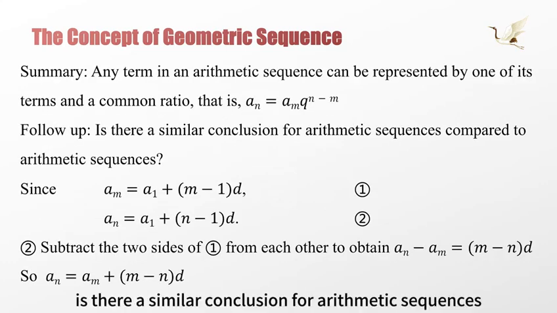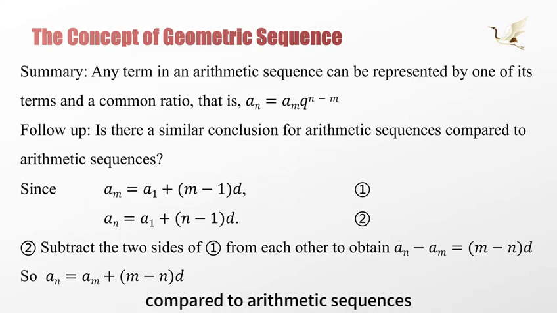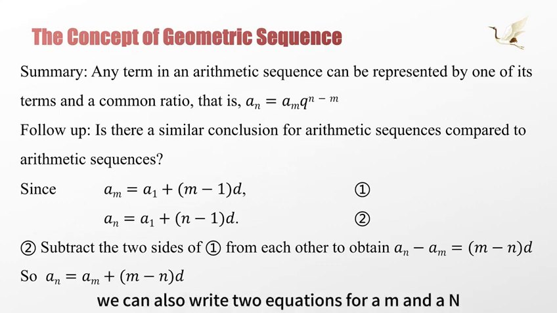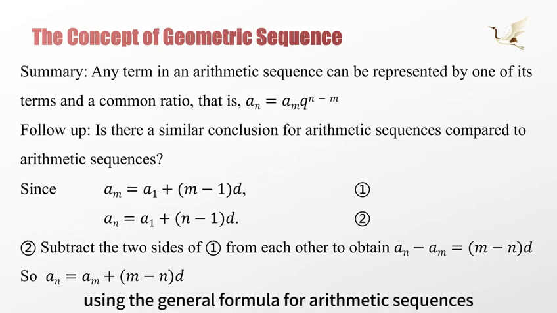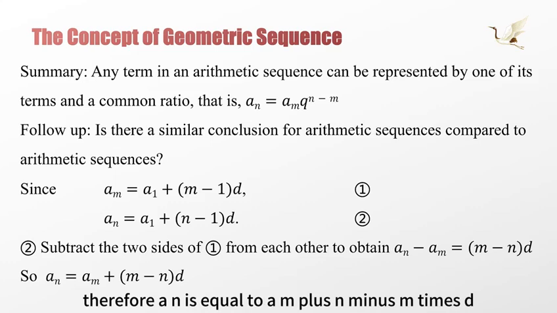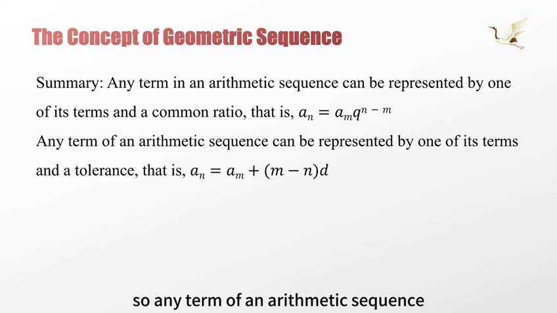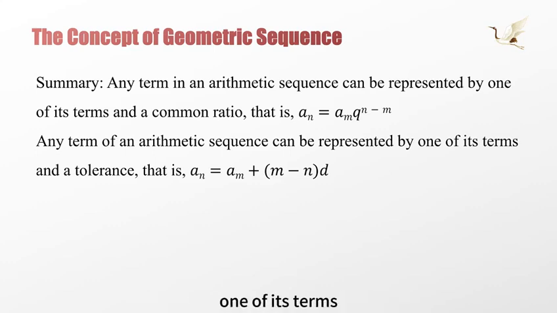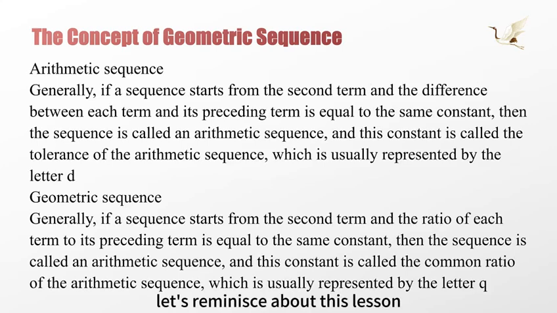So, is there a similar conclusion for arithmetic sequences? We can also write two equations for a_m and a_n with respect to a_1 and the common difference d using the general formula for arithmetic sequences. Subtracting the two sides of equation 1 from the two sides of equation 2 yields a_n minus a_m equal to n minus m times d. Therefore, a_n is equal to a_m plus n minus m times d. So any term of an arithmetic sequence can be represented by one of its terms and the common difference. Let's reminisce about this lesson together.